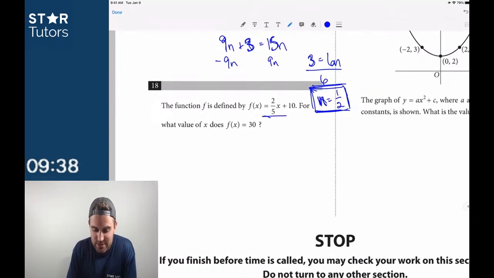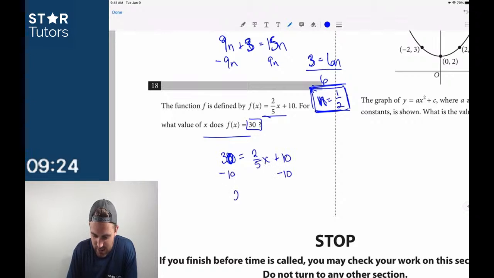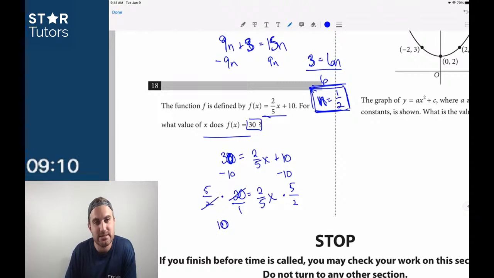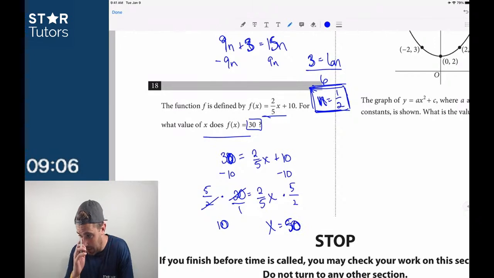This one might be even easier, or equally as easy: the function f. We're just going to get 30, be careful, 30 is plugged in for y, not for x, it's not f of something. 30 equals 2/5 x plus 10. Be careful, right? Minus 10, minus 10. Another thing that we see students constantly miss or forget is that now you're just multiplying both sides by 5/2. 5/2 times 20/1, we can immediately eliminate that to say this is now just 10. 5 times 10, x is equal to 50.